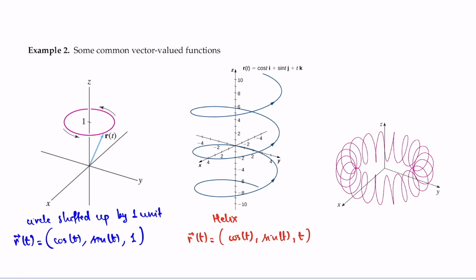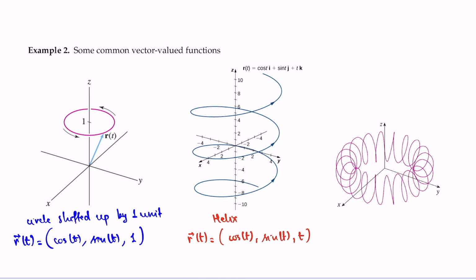To plot this helix or space curve, you're going to vary the value of t. In this case, you can choose t between negative 2 pi and 2 pi. I'm going to show you how to plot this using the website a little bit later. But you vary the value of t, and you find the corresponding value of r. You connect all the points together and you have a space curve.